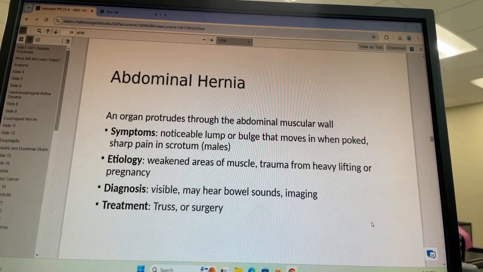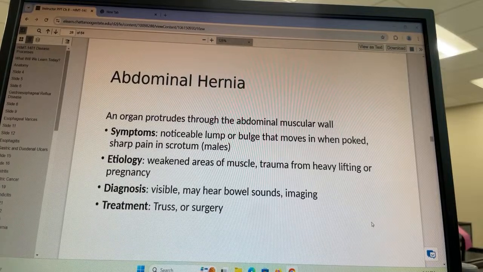Even pregnancy can split the abdominal muscles. I think it's called diastasis recti, where the abdomen kind of separates. I don't know if anybody ever heard of that. There comes a space in between the abdominal muscles, and then your bowel can poke through that way. So that's what it is.